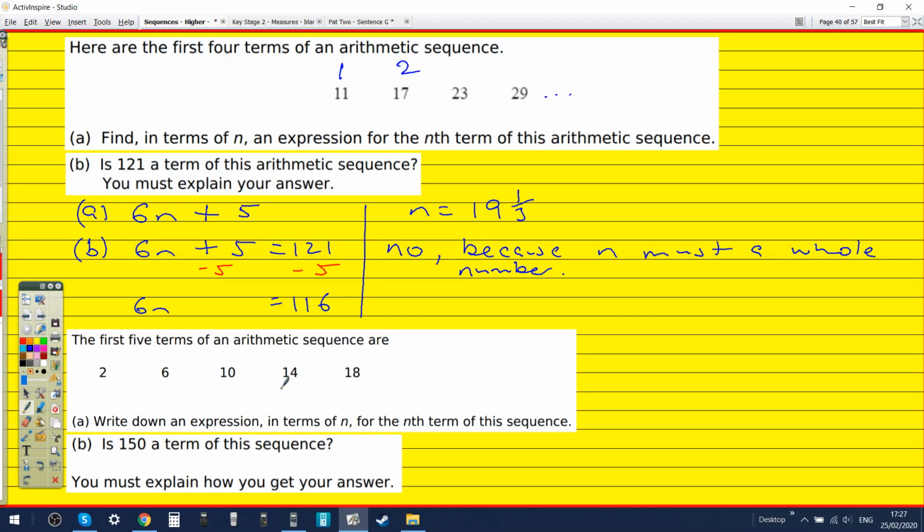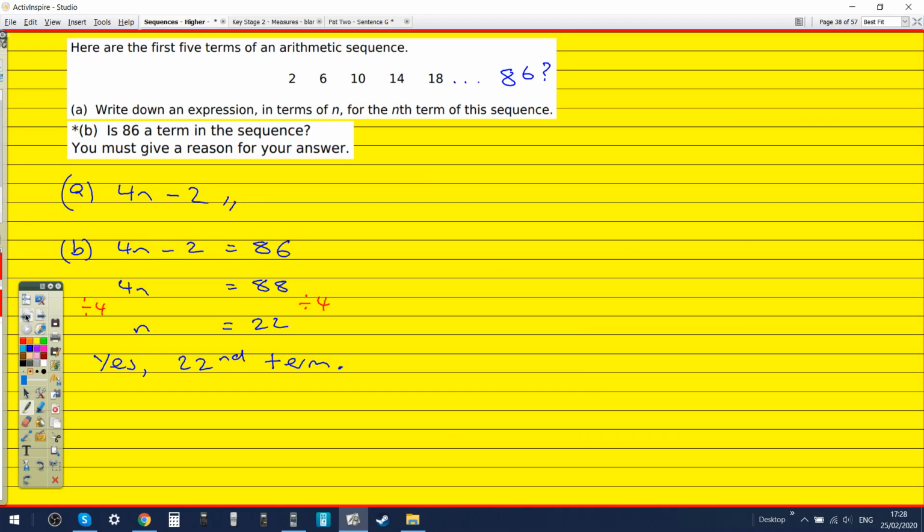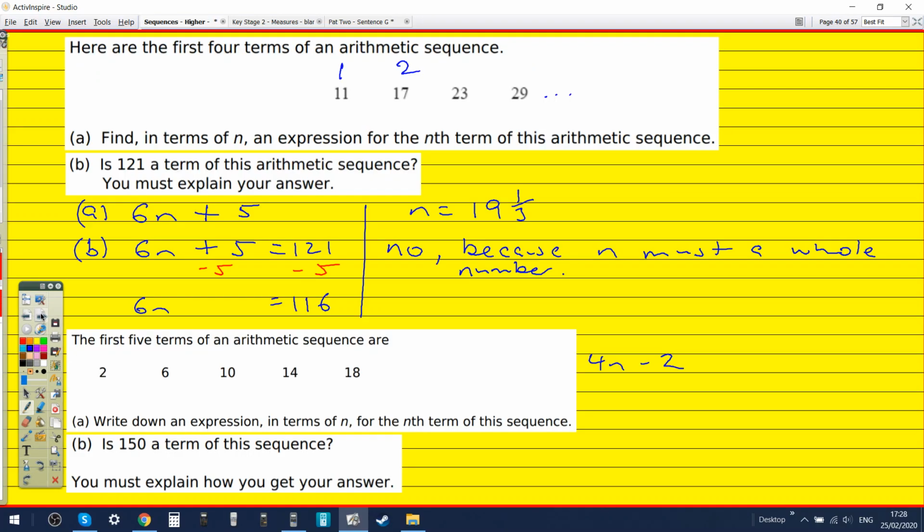We'll just do one more. How about this one down the bottom? So it would be 4n minus 2. Haven't we done this already? I think it's a different one. It just looks very similar. So it's 4n minus 2. And yes, a lot of the exam questions are very similar.